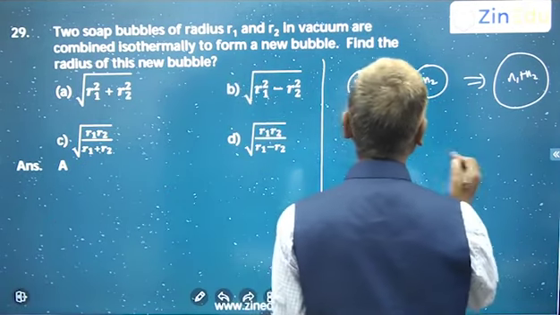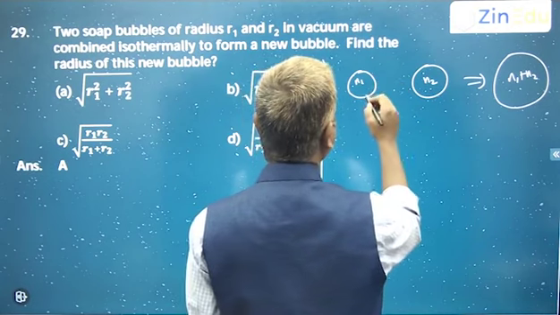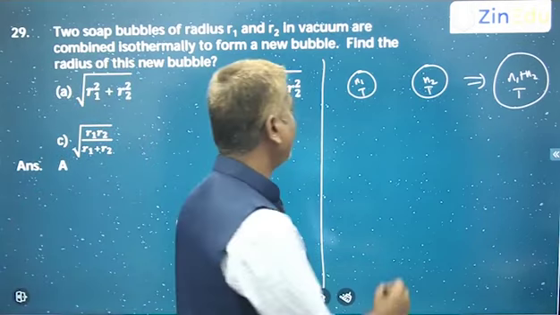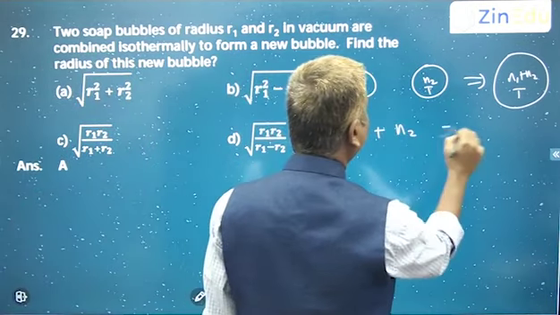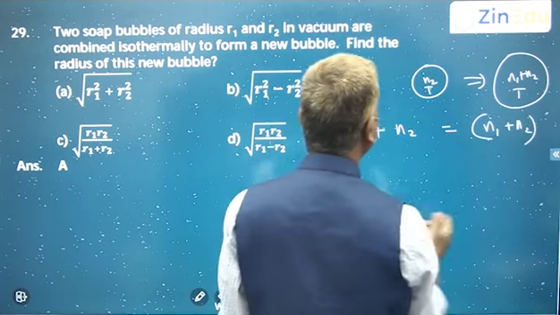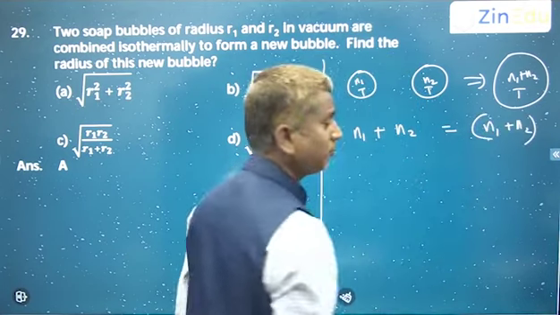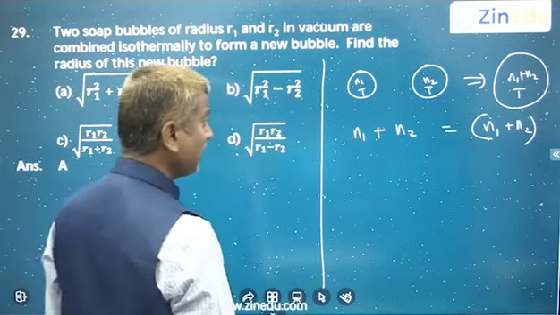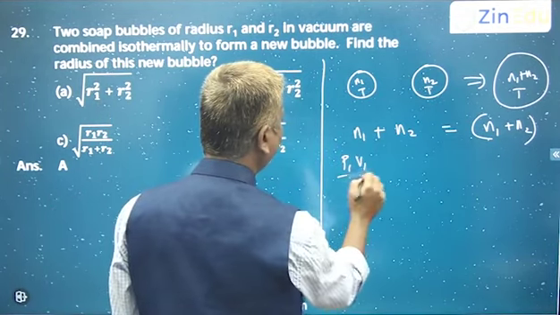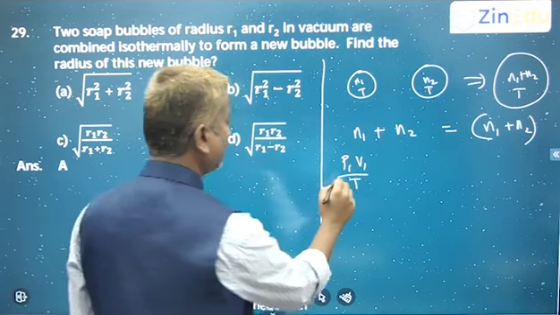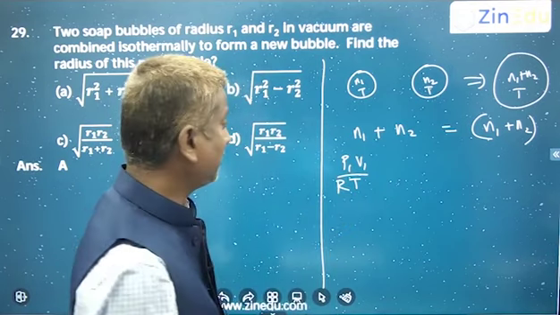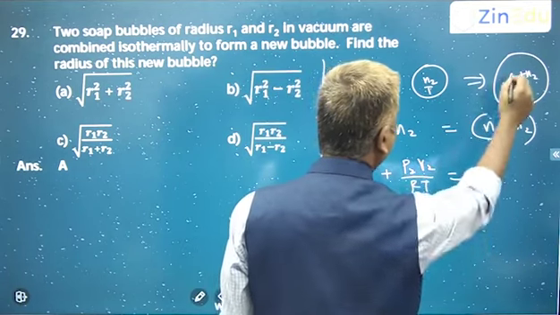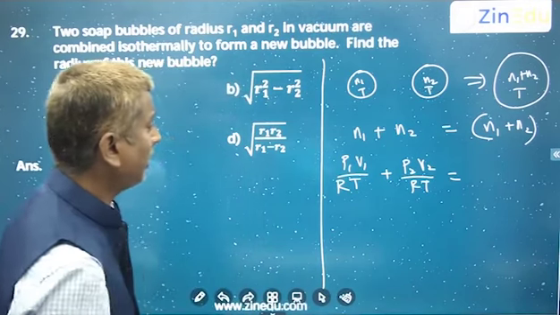Isothermally, so the temperature will remain constant. Whatever the temperature is inside here, it remains the same. Okay, so the moles in this bubble plus the moles in that bubble equal the total number of moles N. Here the number of moles can be written as P1 V1 upon RT, where R is the universal gas constant, plus P2 V2 upon RT is equal to, here the pressure, you can write some P dash.